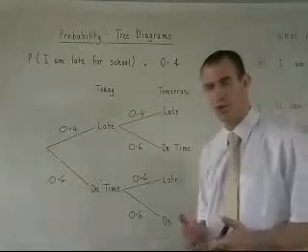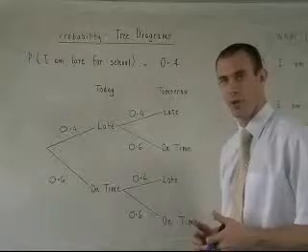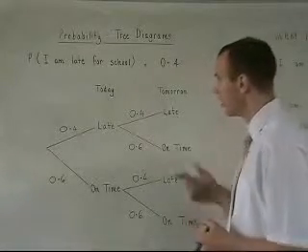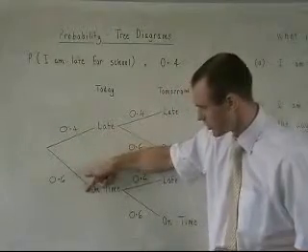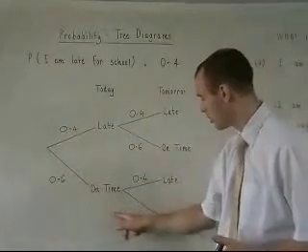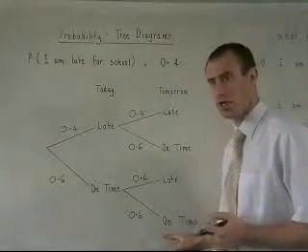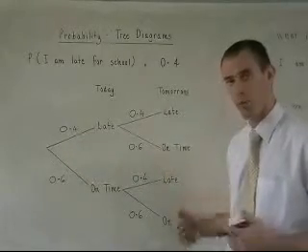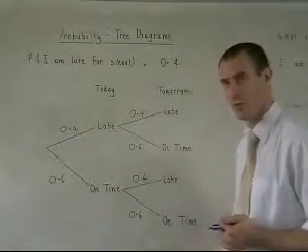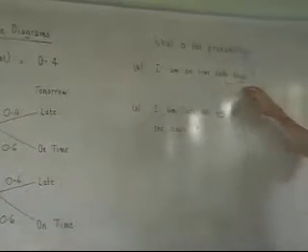An example question would be the probability of being on time both days. Now, in this case, on time here is 0.6, and then on time tomorrow would be 0.6 as well. Now, the way we calculate this is when we're going across the tree diagram, whichever route we use, we multiply the probability together.